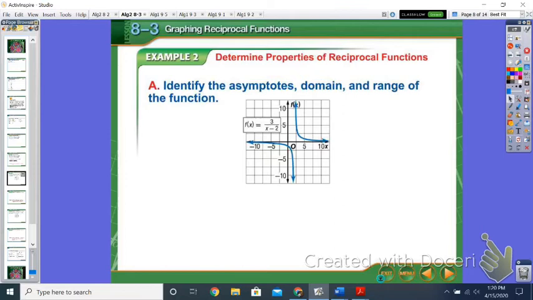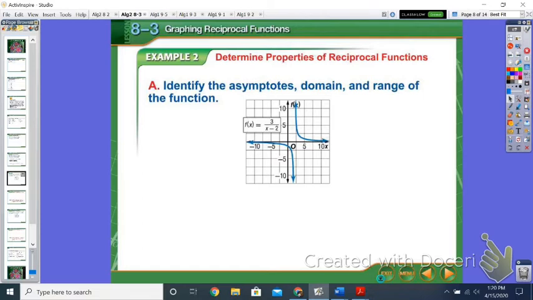Okay, and now we're on to stuff that's more what we're looking at today. So identify the asymptotes, domain, and range of the function. Those are basically going to be the only directions we have on these problems today.